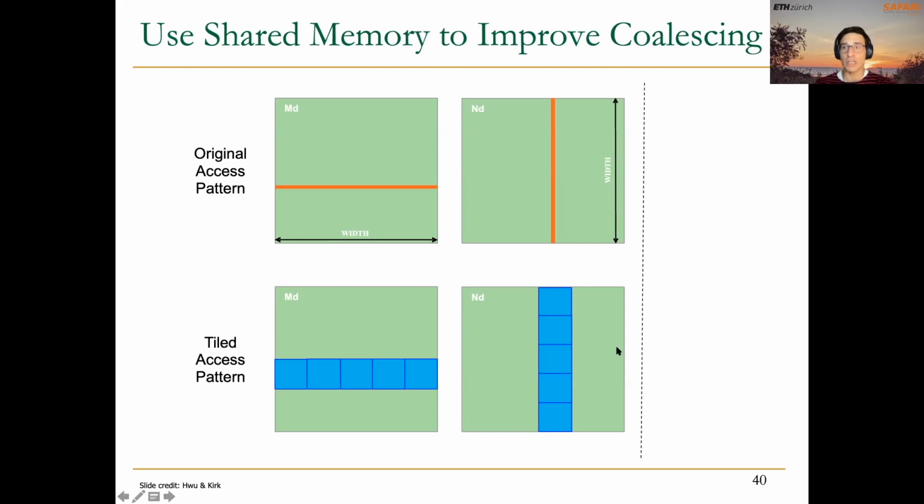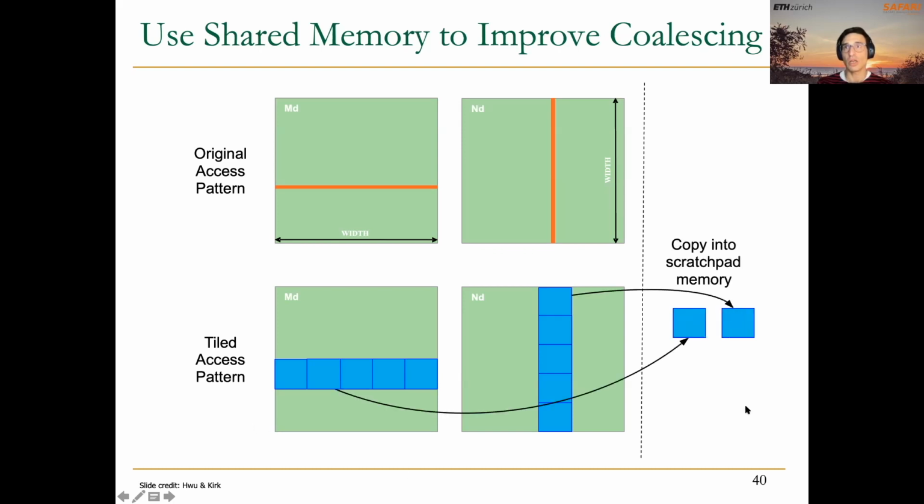So one way of dealing with these uncoalesced accesses is by using the tile access pattern and taking advantage of the scratchpad memory. After having copied the tiles into the scratchpad memory, or the shared memory, we can perform the multiplication. In this case, we just go over the rows and the columns in shared memory, where we have no problem with memory coalescing, in the same way as we have when accessing the global memory.